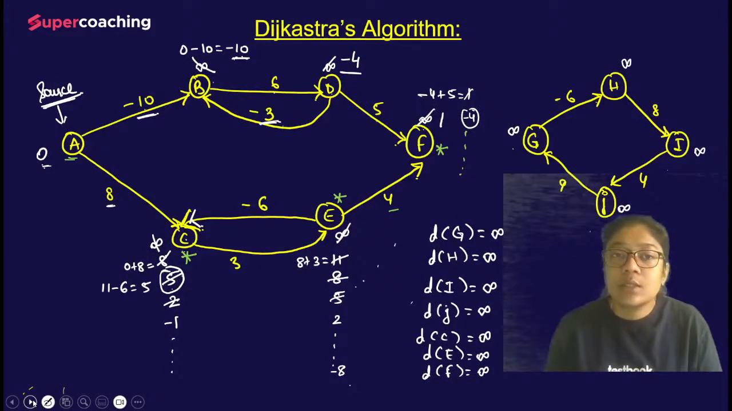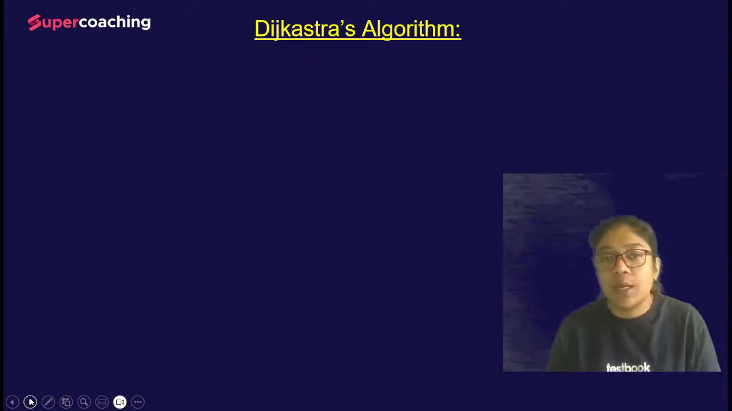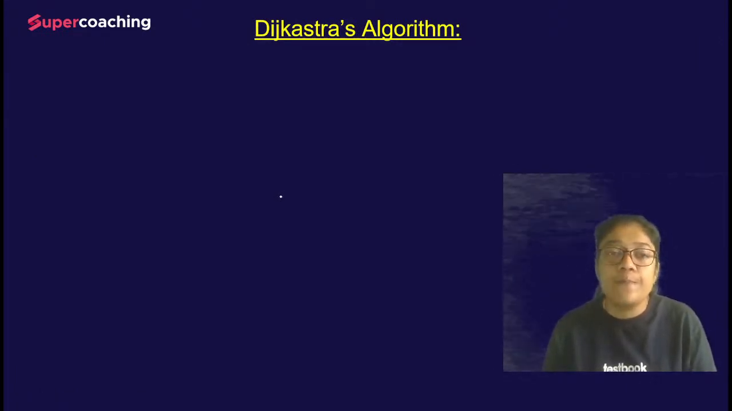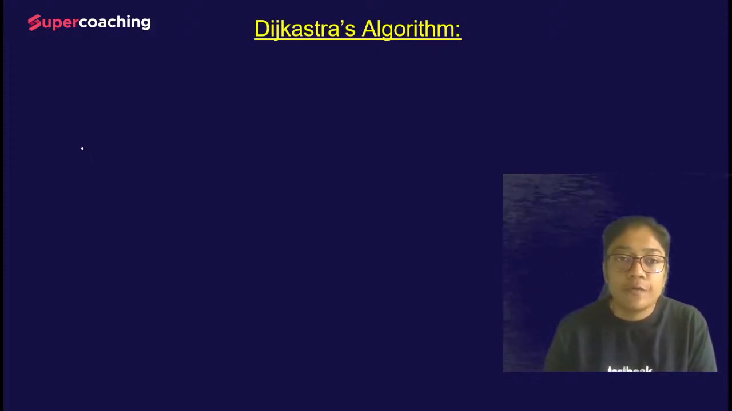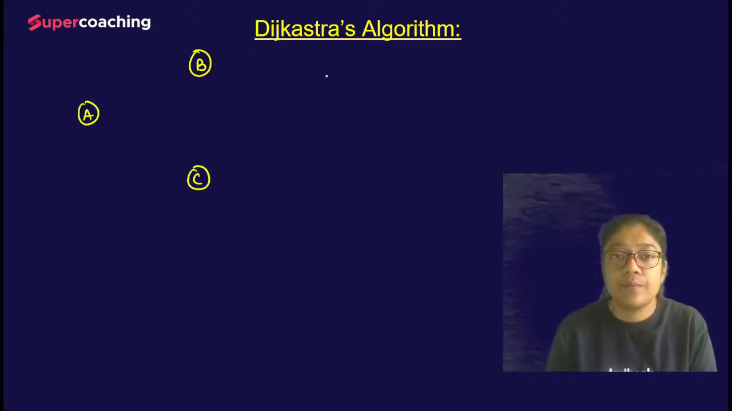So this is all about the Dijkstra's algorithm. Let's take one example, then we'll look at the steps when we'll analyze the algorithm and we'll determine the time complexity. For example, we are given a graph having 5 vertices A, B, C, D and E.